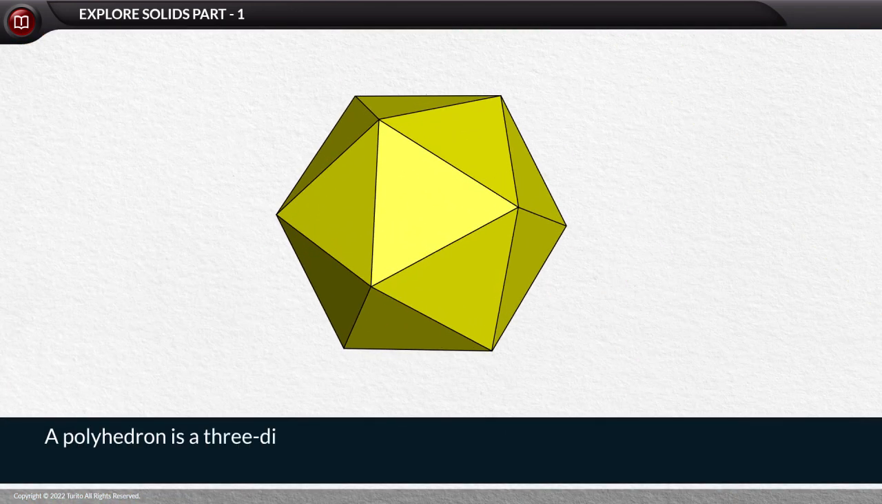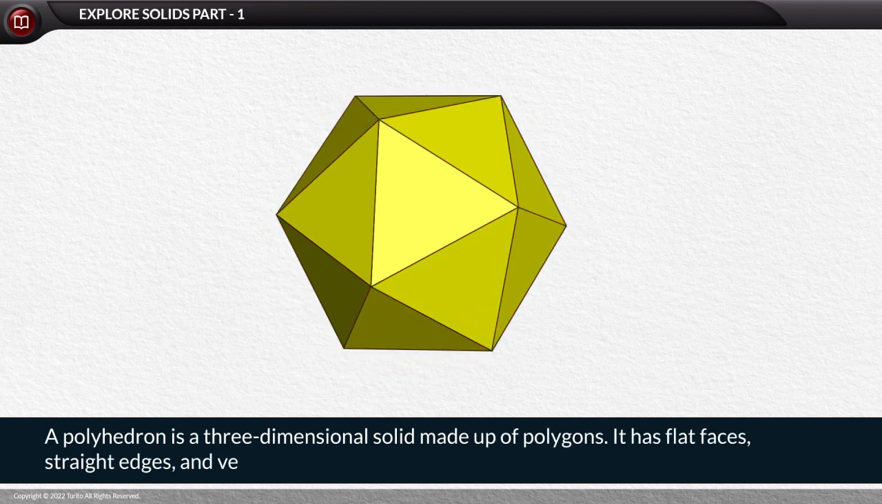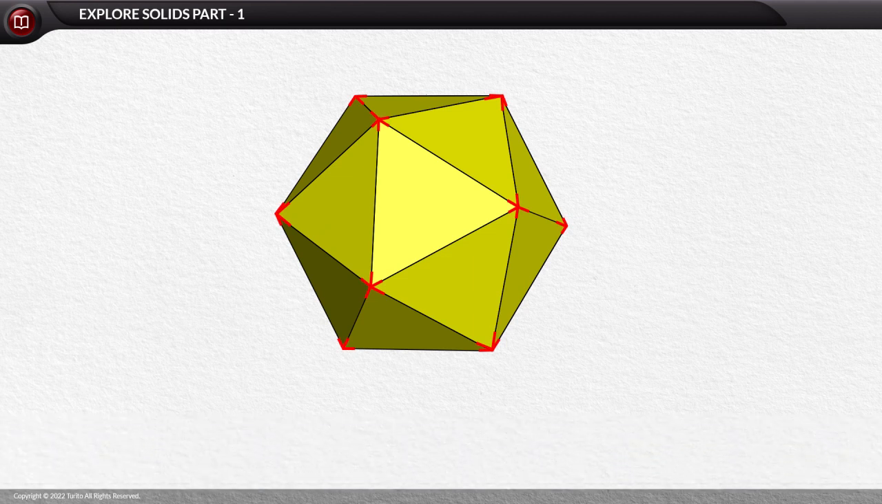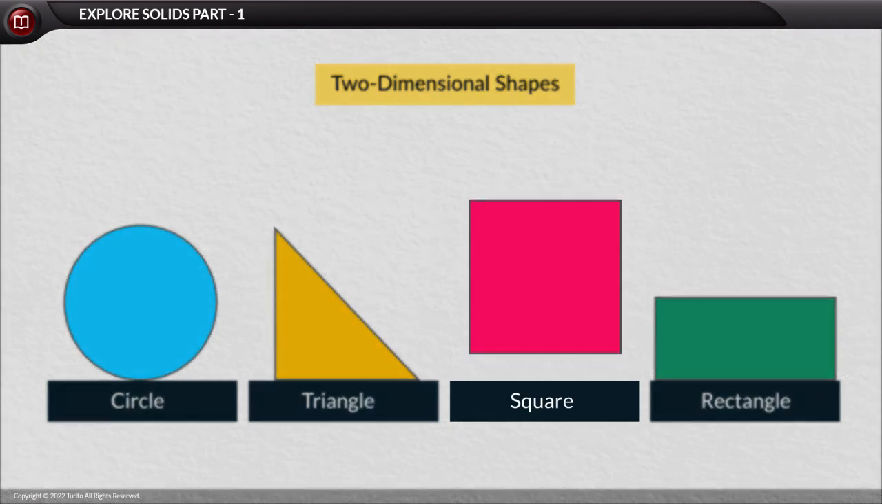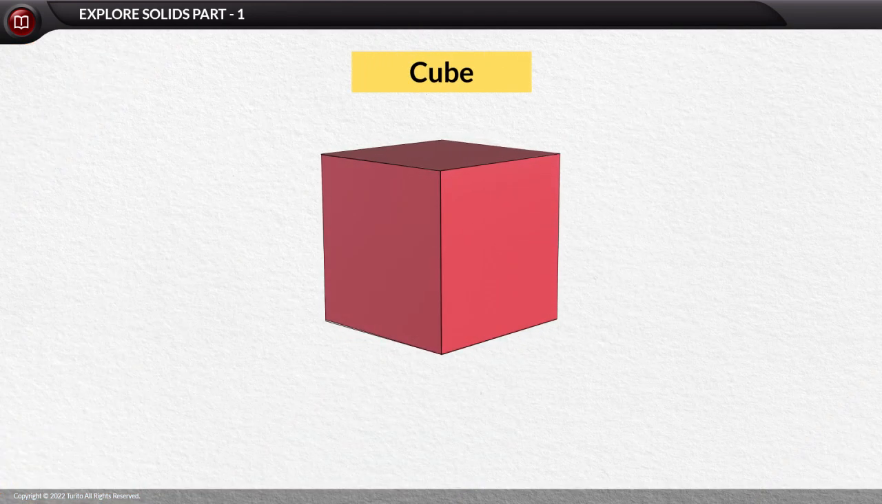A polyhedron is a three-dimensional solid, made up of polygons. It has flat faces, straight edges, and vertices. Let's understand this with an example. We have revised a few two-dimensional shapes, so among them let's explore the square in a three-dimensional shape. A cube is the three-dimensional shape of a square.